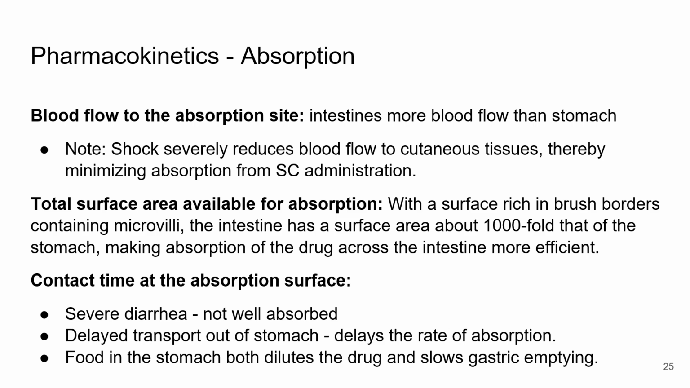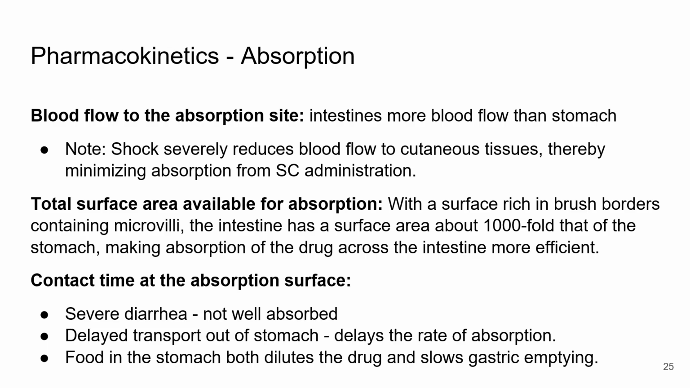Next is total surface area for absorption. The small intestine has a massive surface area due to the folds and the brush border and microvilli, which is about 1,000 times greater than the stomach. So this enormous surface area makes intestinal absorption far more efficient.